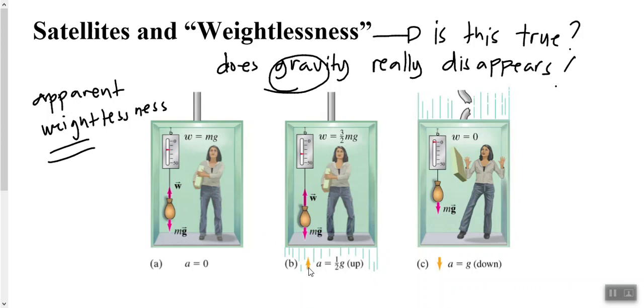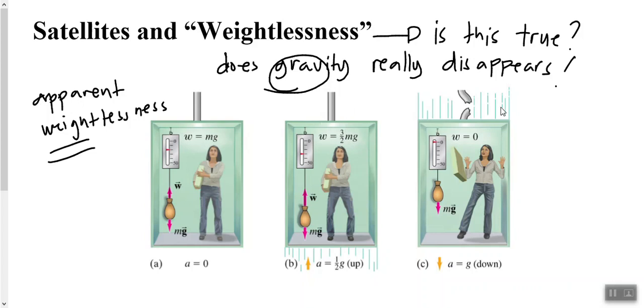So what do we notice in here? Since its acceleration is pointed up, which is positive, what happens to the weight compared to the force of gravity of the object? Did it decrease or did it increase? So we could see here that it did.